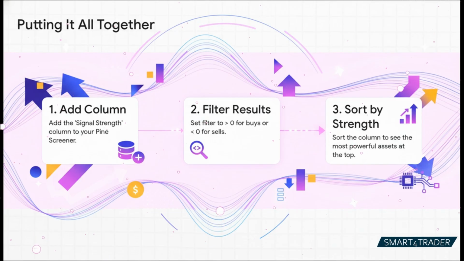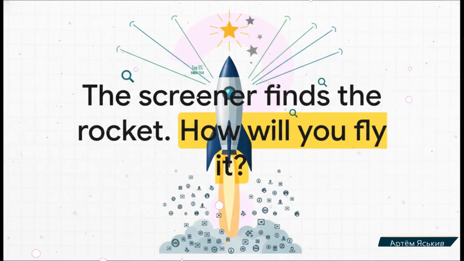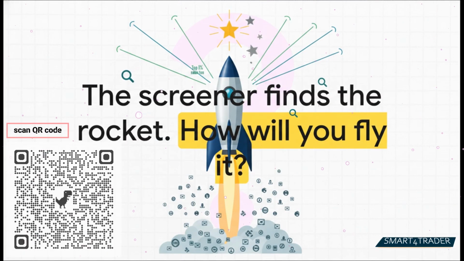1, add the signal strength column to your Pine screener. 2, set your filter to greater than 0 for buys or less than 0 if you're looking for sells. And 3, just sort the column. That's it. The most powerful, explosive trends in the market are going to float right to the top of your list. It's that easy.